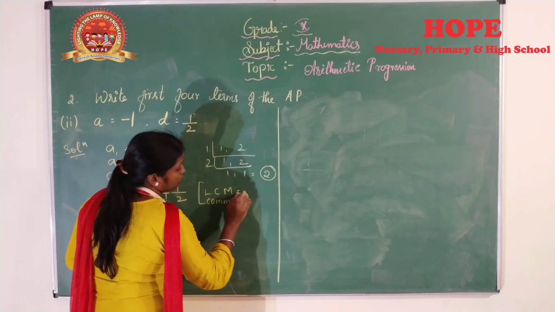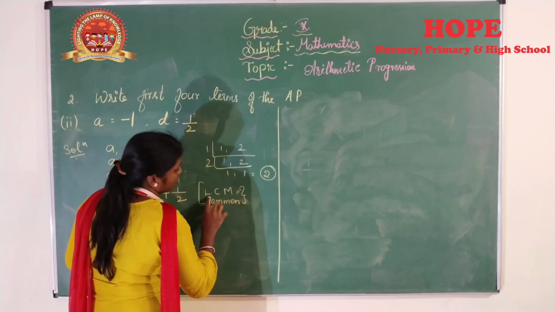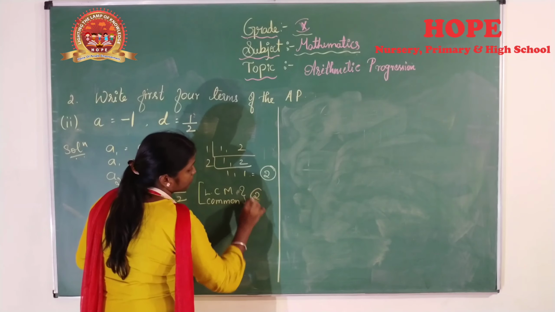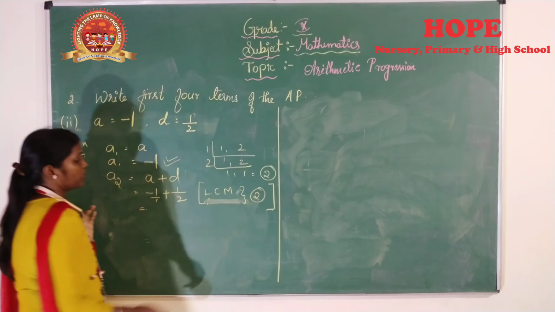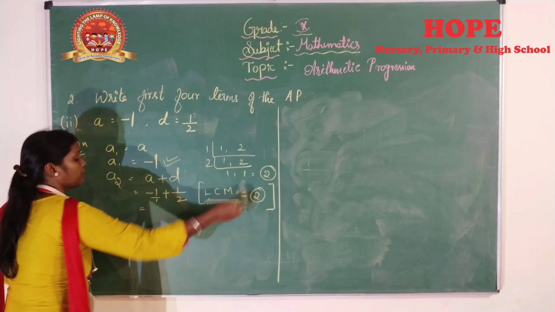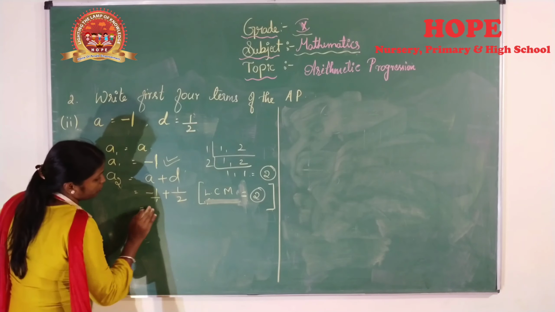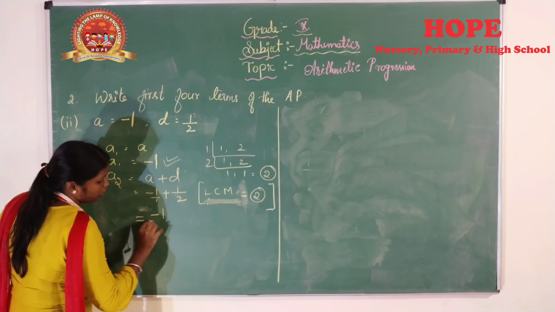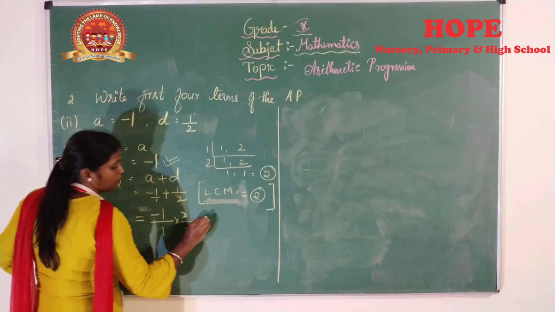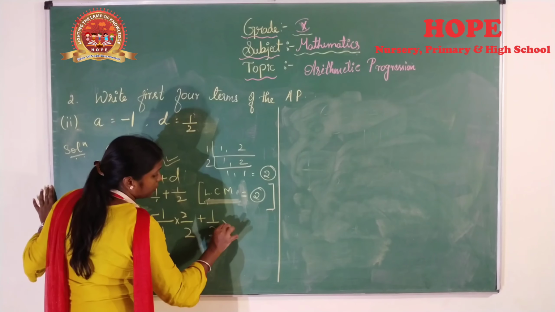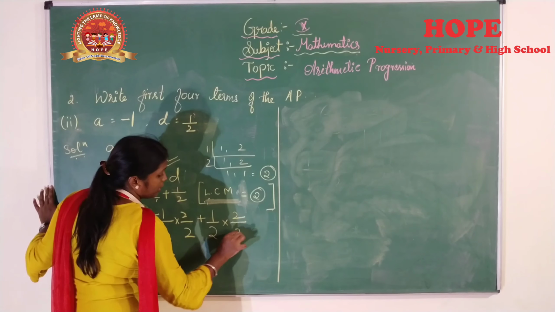Common is 2. Okay, LCM. The least common factor is 2. We have calculated here, least common factor is 2, so we will multiply that 2 for the terms given: 2 by 2 plus 1 by 2 into 2 by 2.